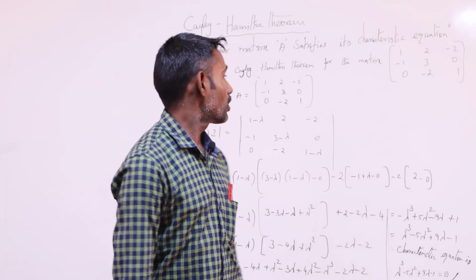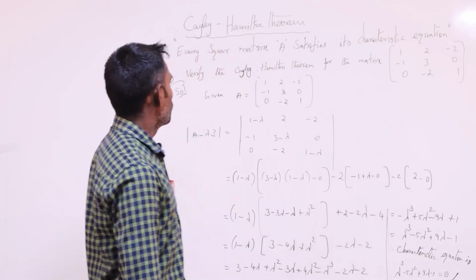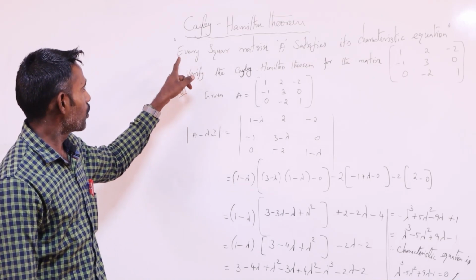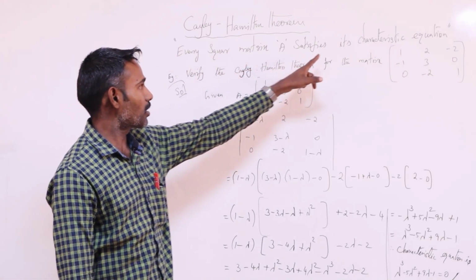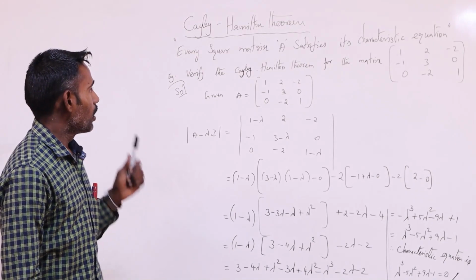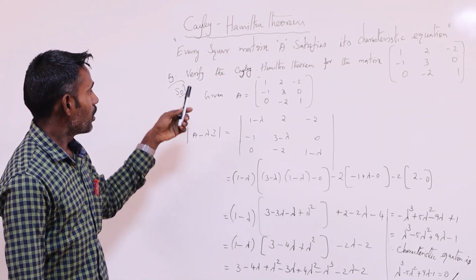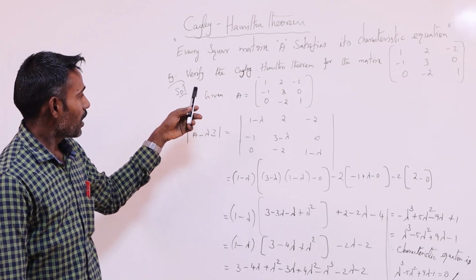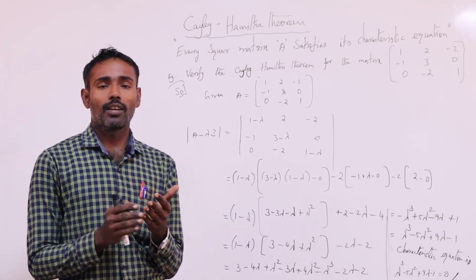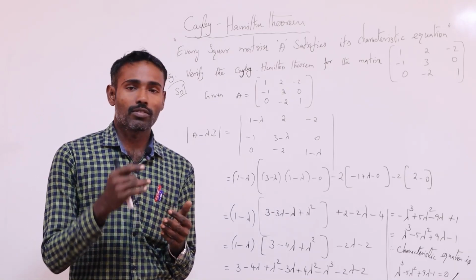Now I am going to present the Cayley Hamilton Theorem. The Cayley Hamilton Theorem states that every square matrix A satisfies its characteristic equation. Cayley proved this problem by using the solution to find its inverse matrix.